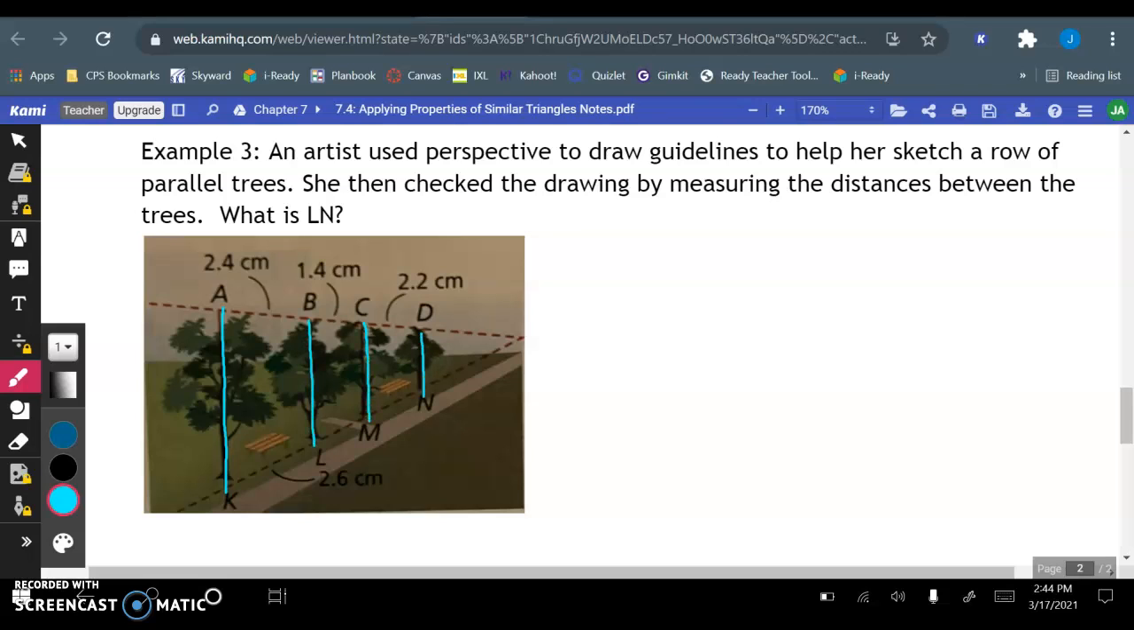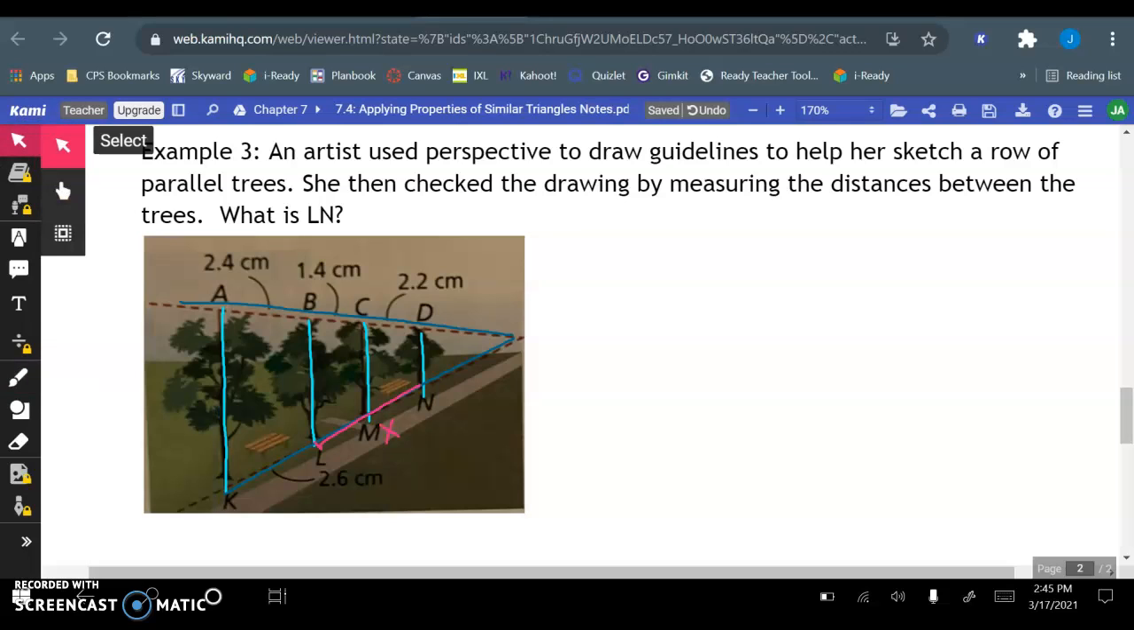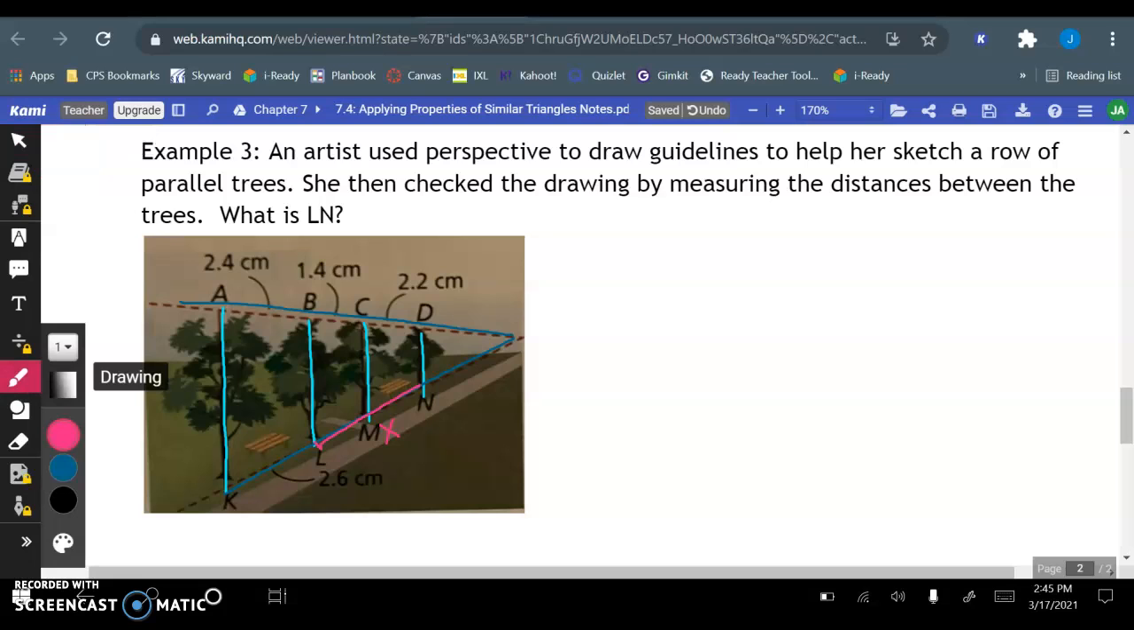So that theorem says that if I have 3 or more parallel lines, then the transversals, which in this case would be our outside lines, cut the parallel lines proportionately. So we need to find the distance of L to N. So we need to find this distance right here. We don't know that one. So we're going to look at what we do know on that side. We know K to L is 2.6.